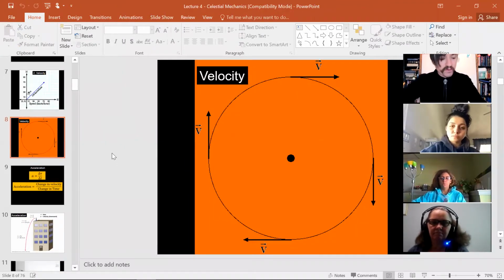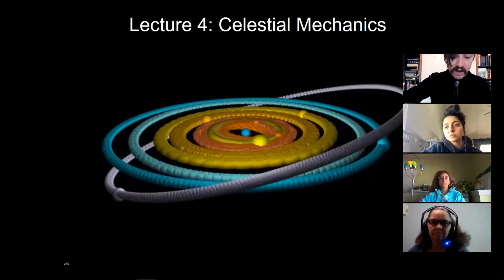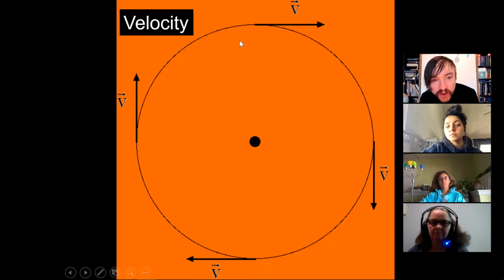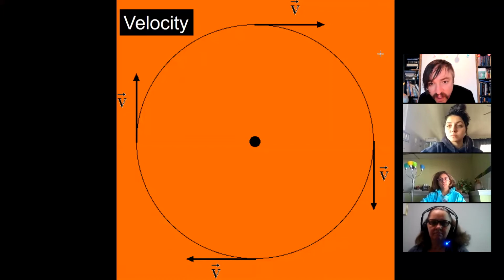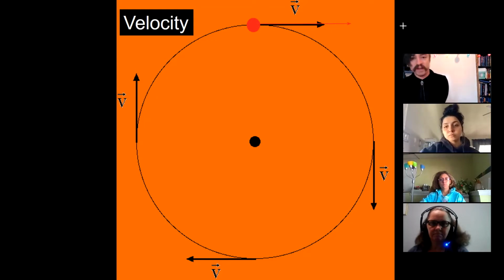Because remember, the moon travels in roughly a circle around the Earth. According to Newton's law of inertia, an object in motion should stay in motion unless acted upon by an outside force. So if the moon was temporarily where my red dot is, its direction of motion is currently to the right. And according to Newton's law of inertia, it should want to continue to move towards the right, unless acted upon by an outside force. But where was the outside force?